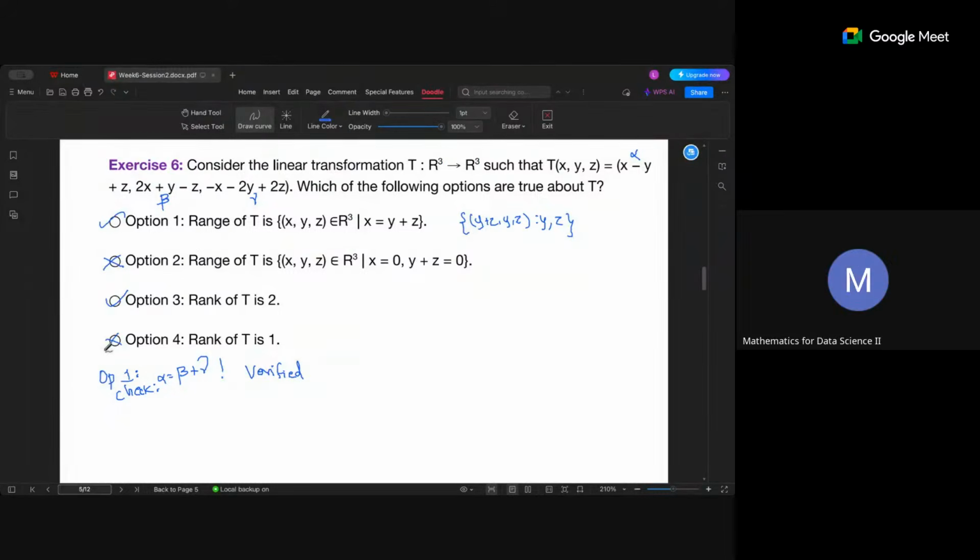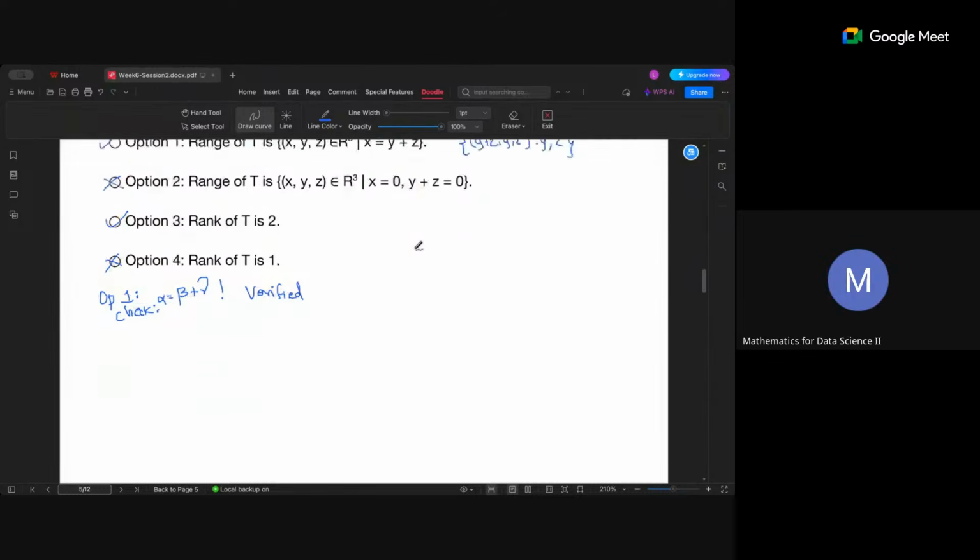Ma'am, in option number 2, it can be satisfied when we put all the three variables equal to 0. Yeah, only in that case it is 0, right? But here they are saying range contains only those vectors. But we have so many other vectors in range, right? So that is why it is not true. If they are saying range contains such vectors, then it is fine. But here they are saying range contains only these vectors. That is the problem. You understand? Okay, ma'am. All right.